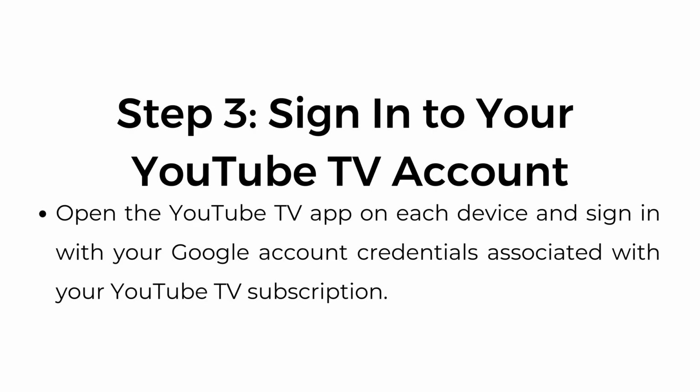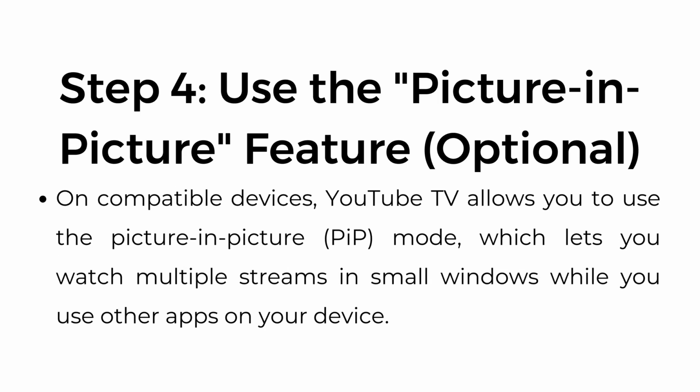Step number 3, sign in to your YouTube TV account. Open the YouTube TV app on each device and sign in with your Google account credentials associated with your YouTube TV subscription. Step number 4, use the picture-in-picture feature, optional. On compatible devices, YouTube TV allows you to use the picture-in-picture mode, which lets you watch multiple streams in small windows while you use other apps on your device.